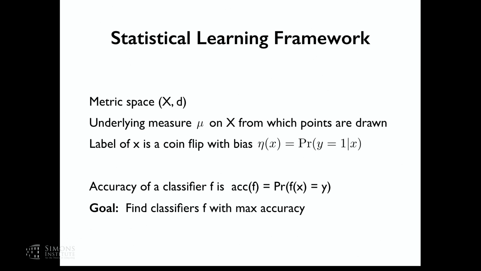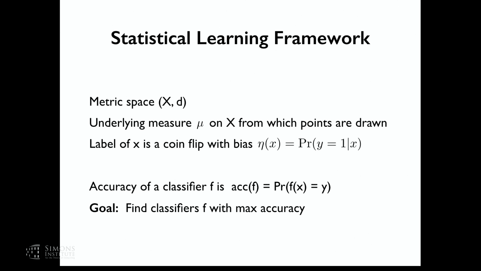where you have this metric space. So it's an instance space X, and there's this metric D, and there is some underlying measure mu on X from which the points are drawn, right? So your X's get drawn from this underlying measure mu, and the label of X is a coin flip. For now we are thinking about binary labels, although the analysis, with a bit of messy math, will translate in general, but let's think about this as binary just to keep things clean. So the label of X is a coin flip whose bias is eta of X, where eta of X is basically the probability that Y equals 1 given X, right?